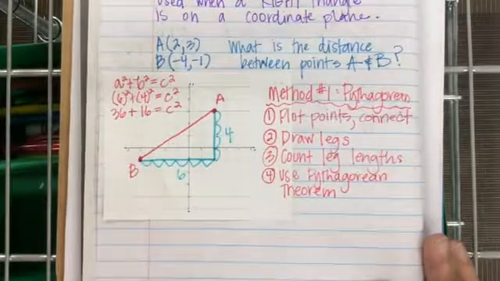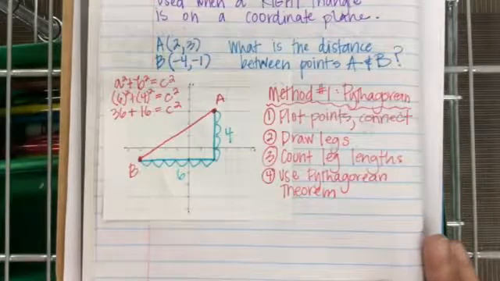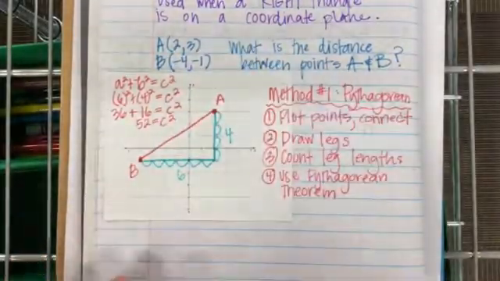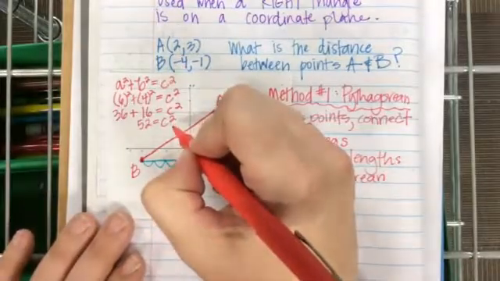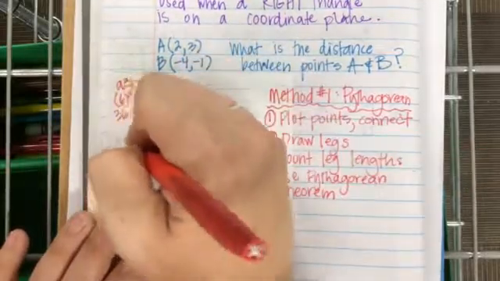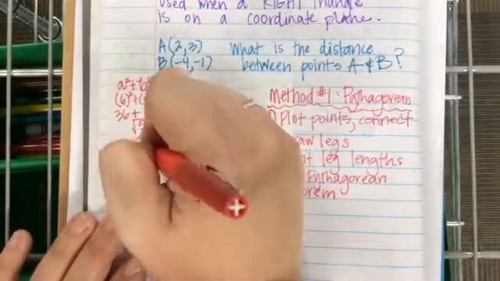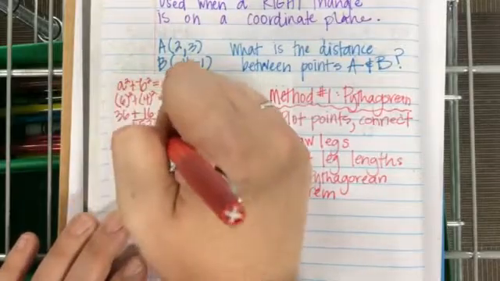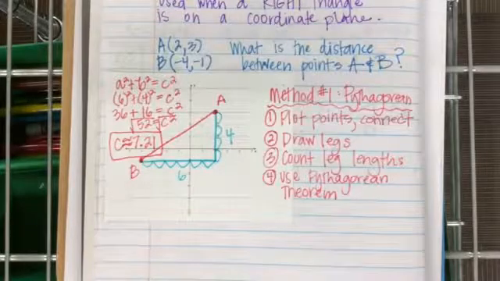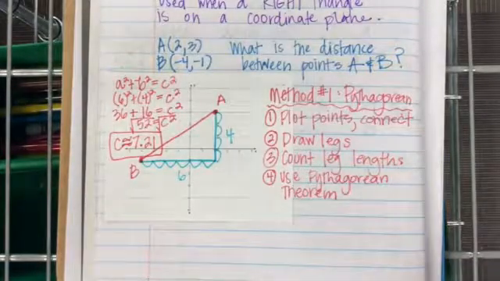What is 36 plus 16? 52. So 52 is my answer? No, you got a square root. Square root, because I don't want c squared, I want just c, correct? So c equals, give me hundredths. 7.21. So that's method 1.